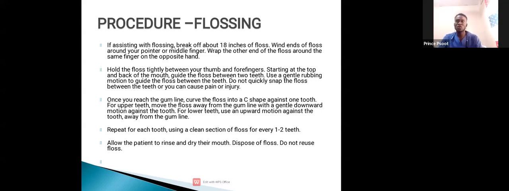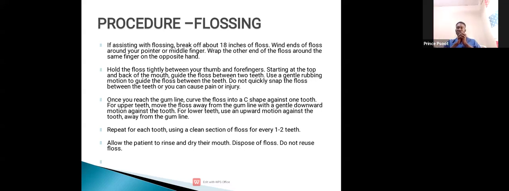Once you reach the gum line, curve the floss into a C shape against one tooth. For upper teeth, move the floss away from the gum line with a gentle downward motion against the tooth. For the lower teeth, use an upward motion against the tooth, away from the gum line. Then repeat for each tooth, using a clean section of floss for every one or two teeth.